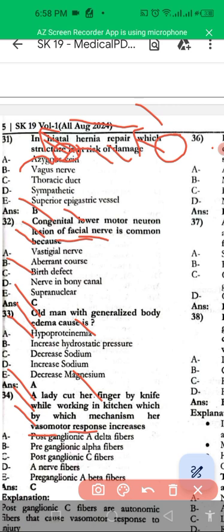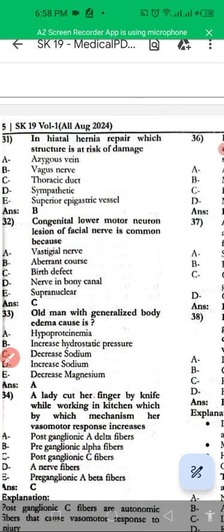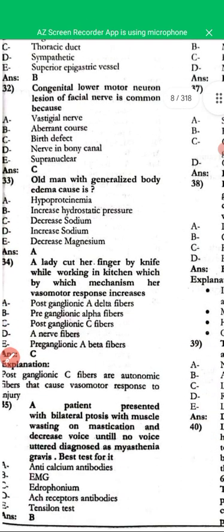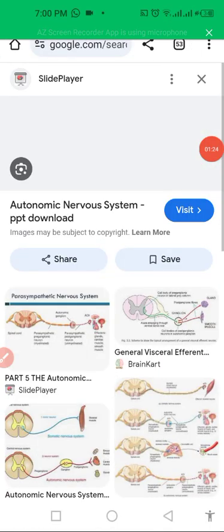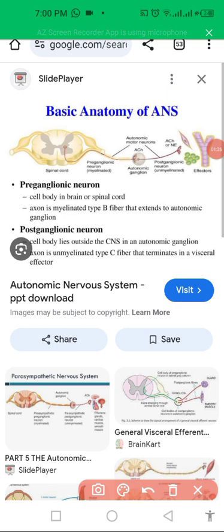That is postganglionic C fibers. Postganglionic C fibers increase vasomotor nerve effect. Okay, so normally the autonomic nervous system is made up of preganglionic and postganglionic neurons. Preganglionic, as the word pre indicates, has its cell body in the brain and spinal cord. Postganglionic has its cell body outside the CNS, in the autonomic ganglion.